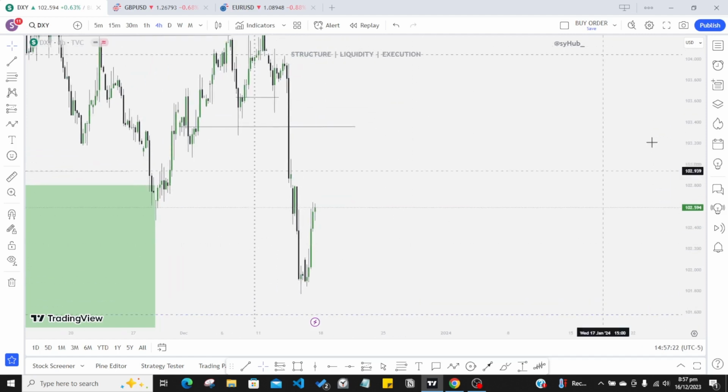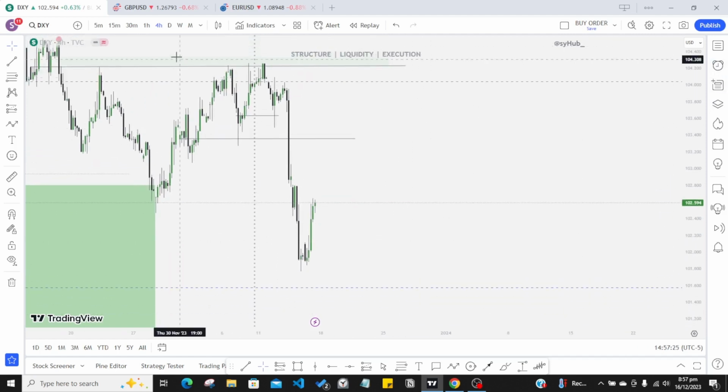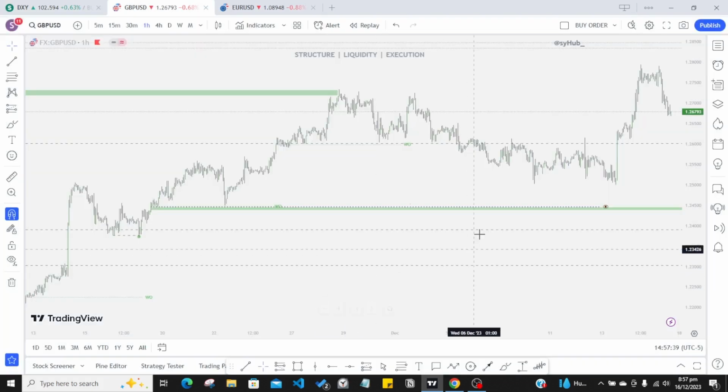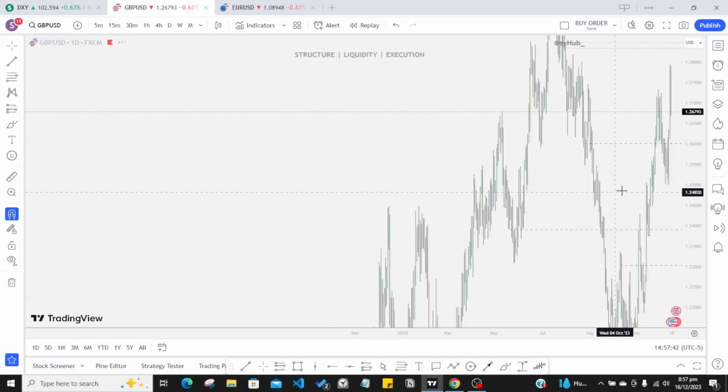gotten there yet. So this is the dollar index chart, and with this obvious delivery on dollar, which is bearishness, we were expecting bullishness from GBP USD and EUR USD. So let's go to GBP USD and break down the same price action here. So let's start from the daily.